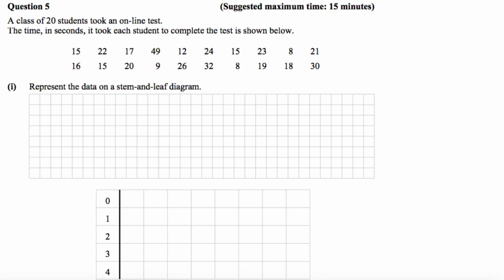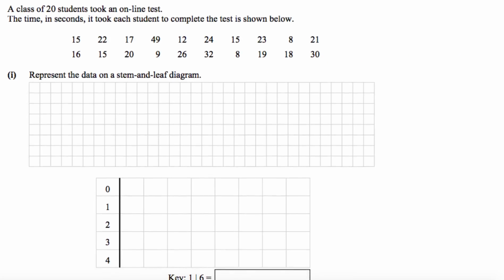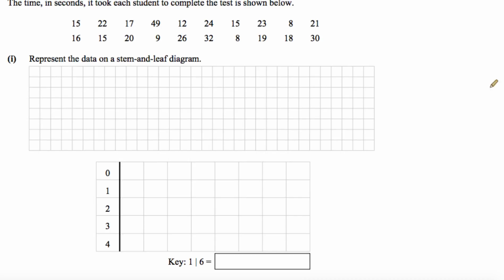So this is the 2014 Junior Cert Ordinary Level Paper 2 and we're looking at question number 5. A class of 20 students took an online test. The time in seconds it took each student to complete the test is shown below. So here we have all our times. Represent the data on a stem and leaf diagram. So we have to represent this data on the stem and leaf diagram below here.